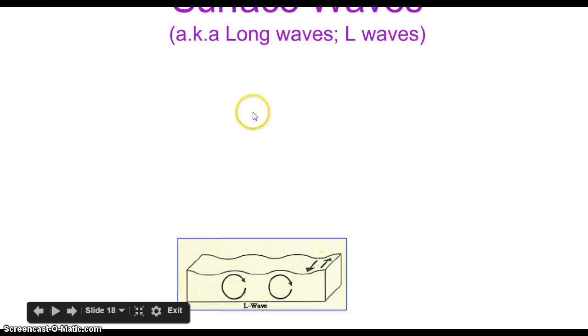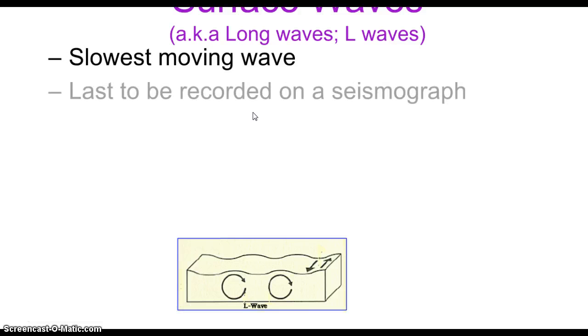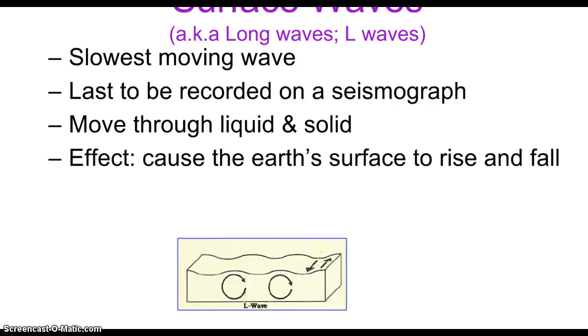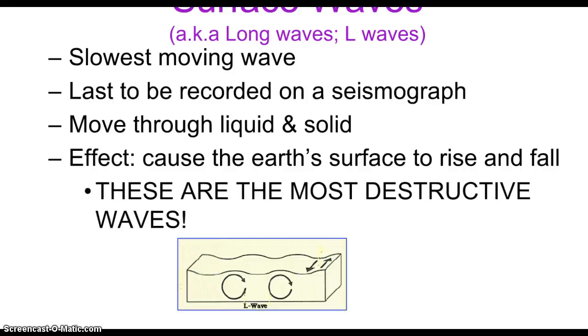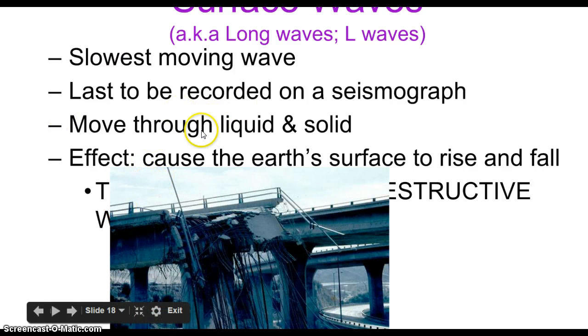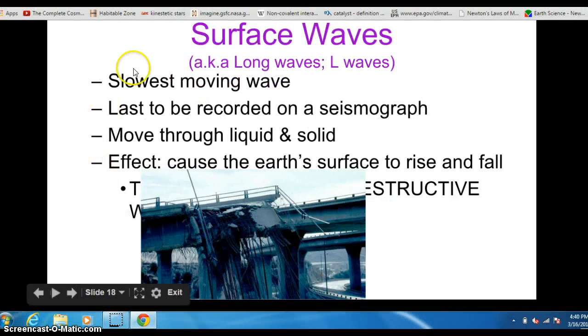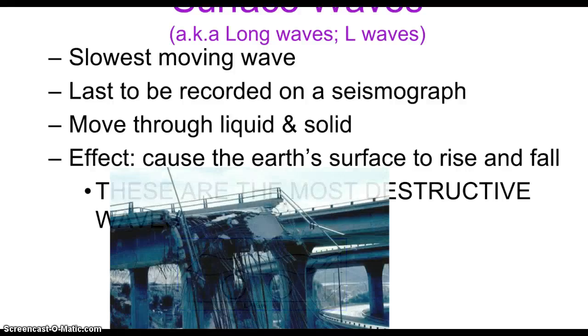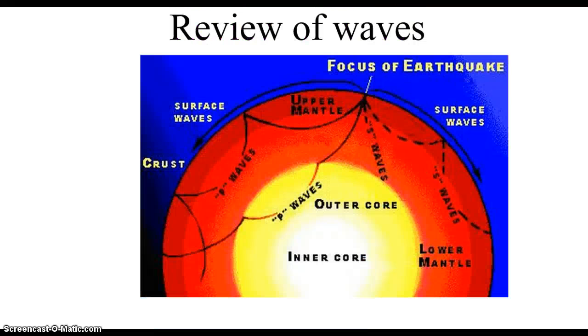the earthquake. Surface waves are the slowest moving waves, and they're the last to be recorded on a seismograph. They can move through liquid and solid, but they never go through the Earth's inner core. But they cause the Earth's surface to actually rise and fall, and they're the ones that cause buildings to fall and things like that. Sometimes they're called long waves or L waves. So here are some pictures of the destruction that those waves can cause.